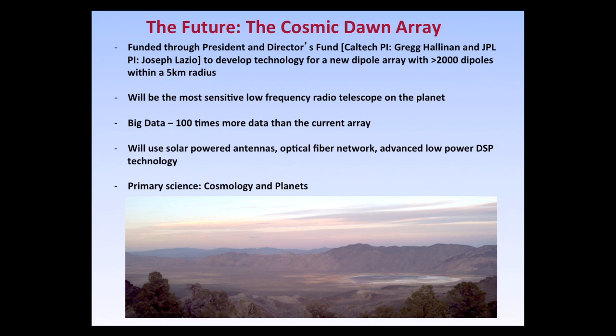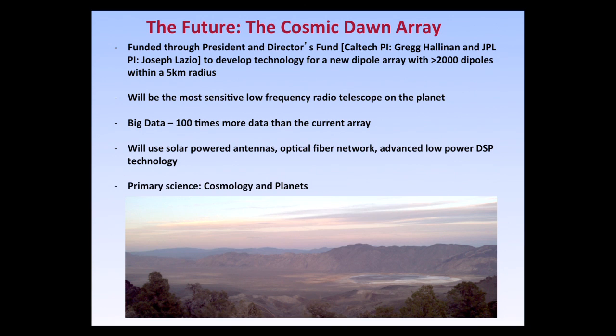To give you an idea how difficult that is, the VLA has 351 baselines. Our Owens Valley array has 35,000. And this will have millions. So that's how challenging it is to process the data. Currently, we're producing a gigabyte of data every second. And this will produce a terabyte.